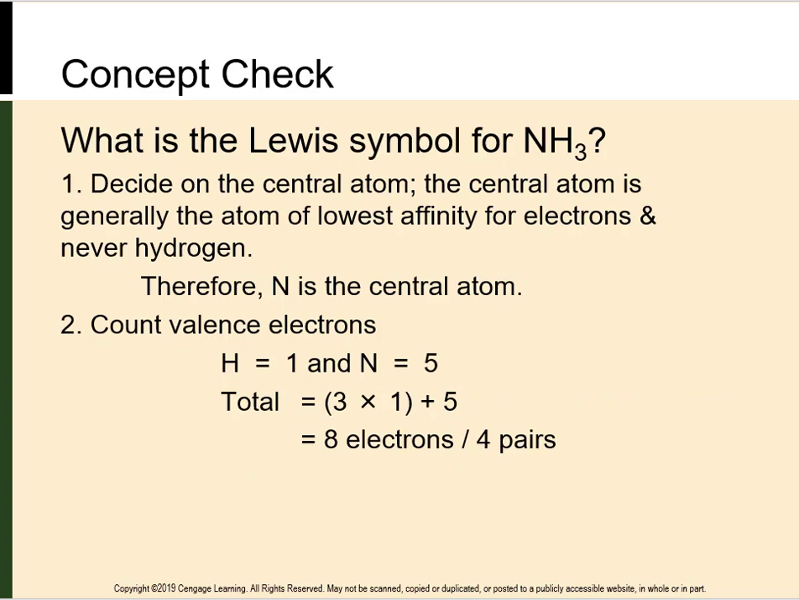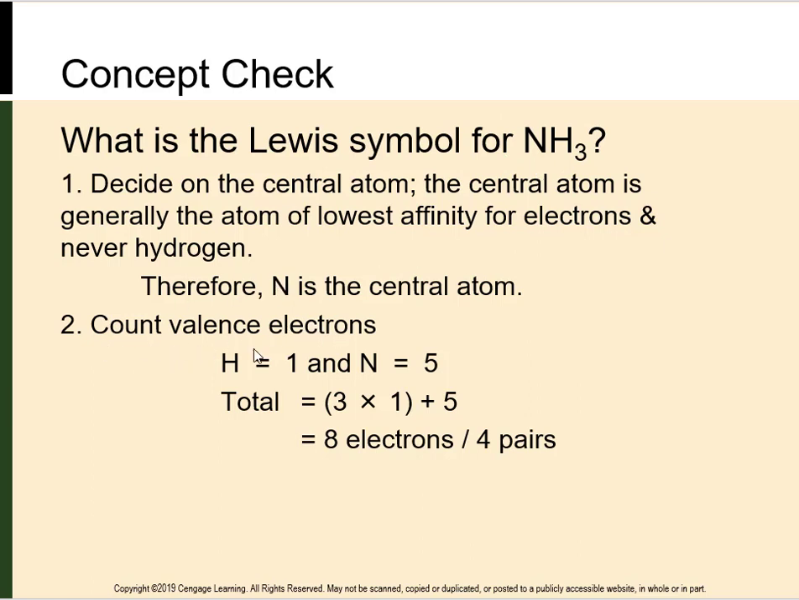Let's look at an example problem. The Lewis structure for NH3. So one, we've got to decide on the central atom. It's generally the atom of lowest affinity for electrons, so it's not trying to give away electrons. And it's never hydrogen. So N, and it's also usually the atom that's listed first that is the central atom. So here N is the central atom.